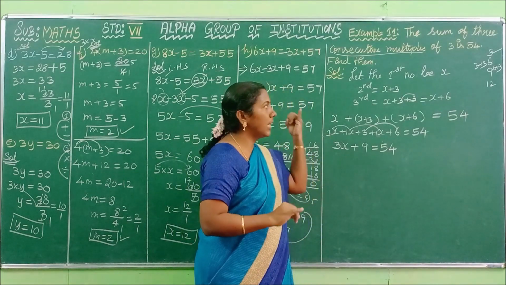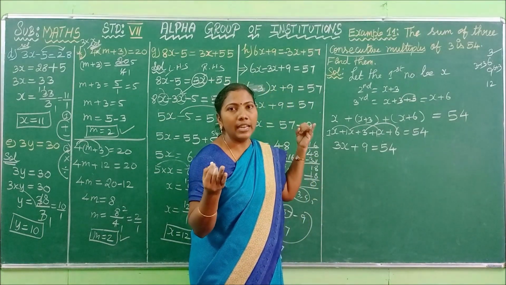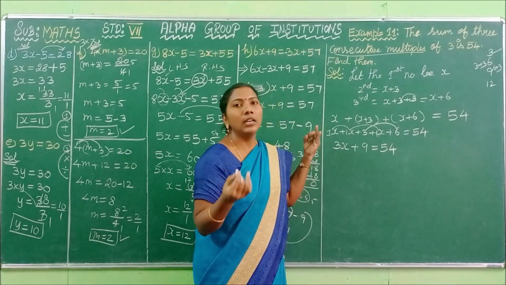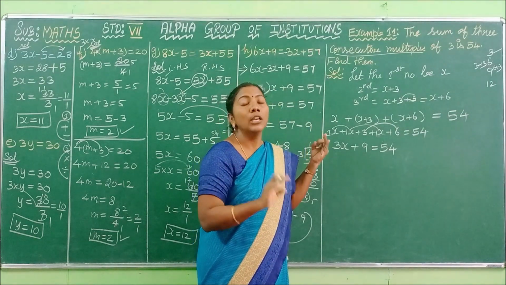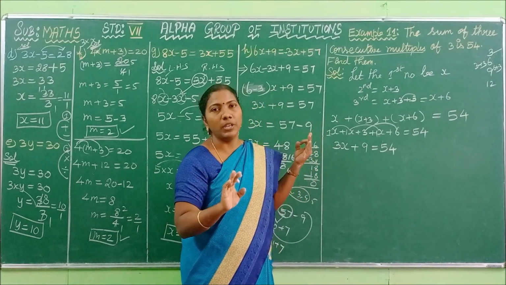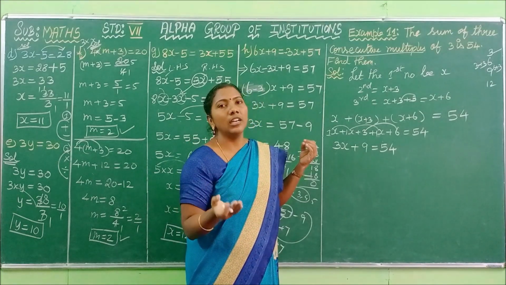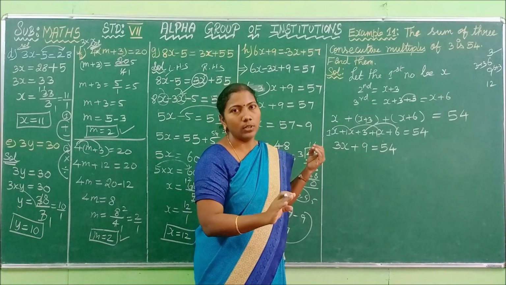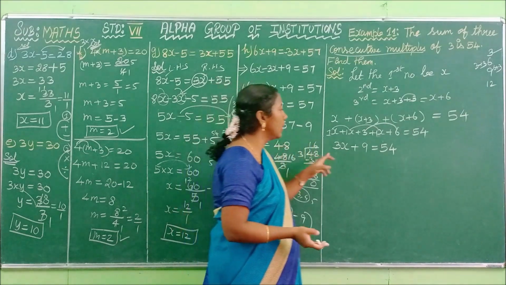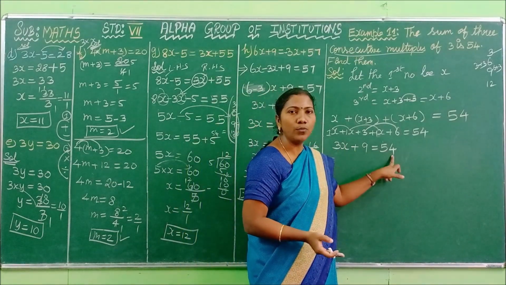First number is x, second number is x plus 3, third number is x plus 3 plus 3. Suppose they are multiples of 2, then the first number is x, second number is x plus 2, third number is x plus 2 plus 2. Similarly, you have to change the values. So 3x plus 9 equal to 54.